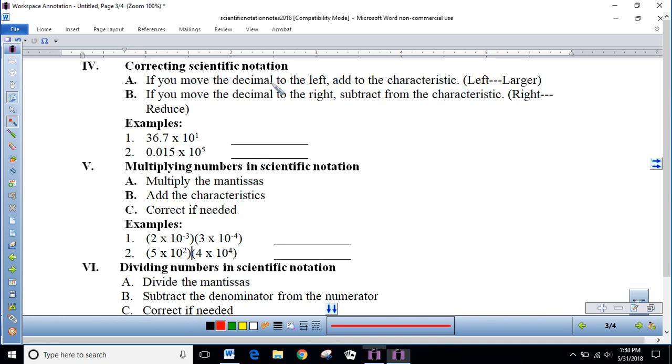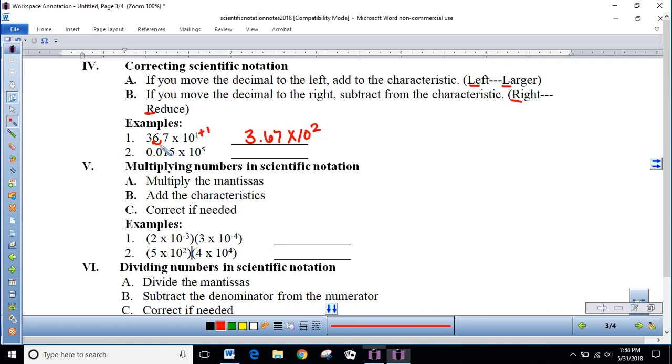And so it says if you move your decimal to the left, add to the characteristic, also known as the exponent, and if you move to the left, your exponent is going to be getting larger. You can remember L and L, and right, reduce. So kind of the same concept as before. This is a larger than 10 number, so I'm going to move it. I'm moving it 1 spot. So however many spots you move it, you're going to add to your exponent. So I moved it once, so I'm going to add 1. So we would get 3.67 times 10 to the second power.